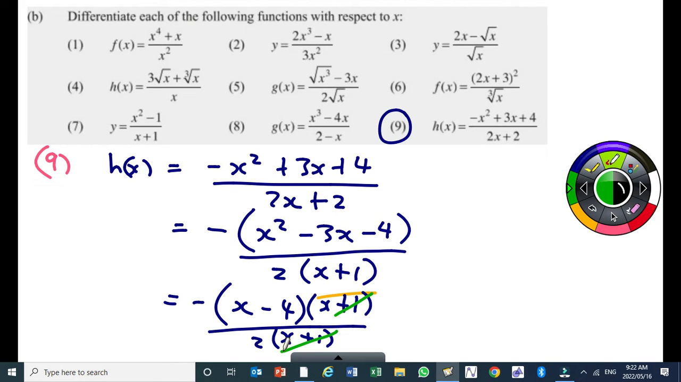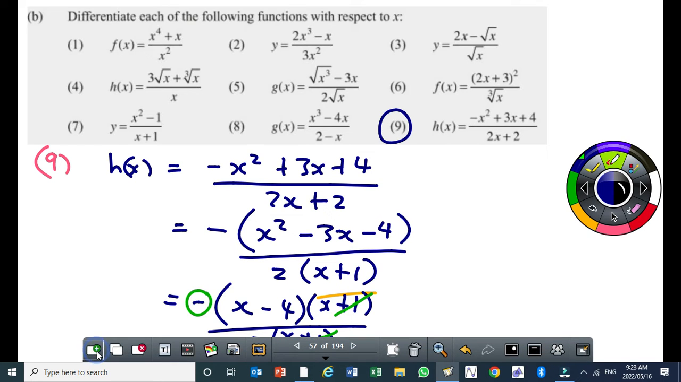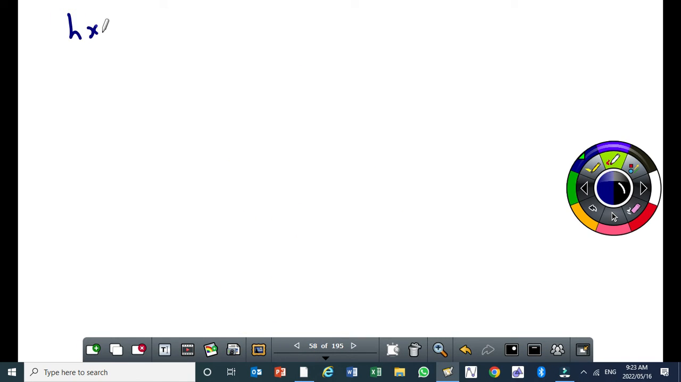In the end, we are going to have minus, outside bracket, x minus 4, of which I can distribute this minus. Okay? Because I want to simplify and then find the derivative. This is not the derivative because I haven't used any of the rules yet. It's not the derivative. It's h of x. Okay? So, on the next page, I can write h of x is equal to minus x plus 4 all over 2.